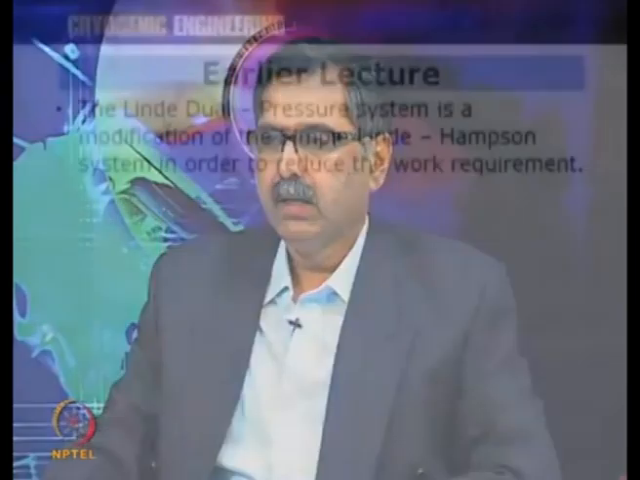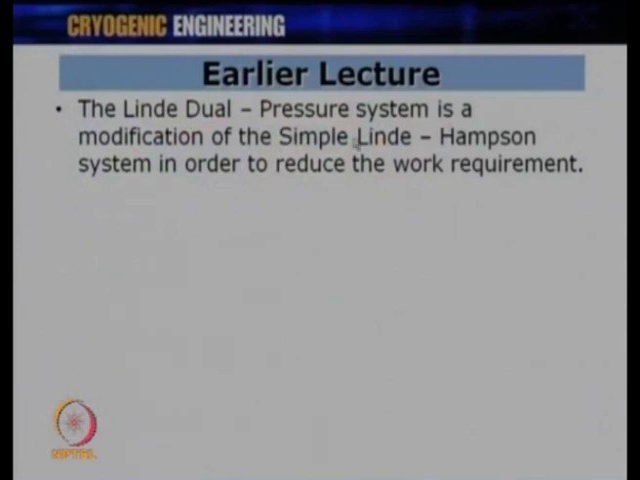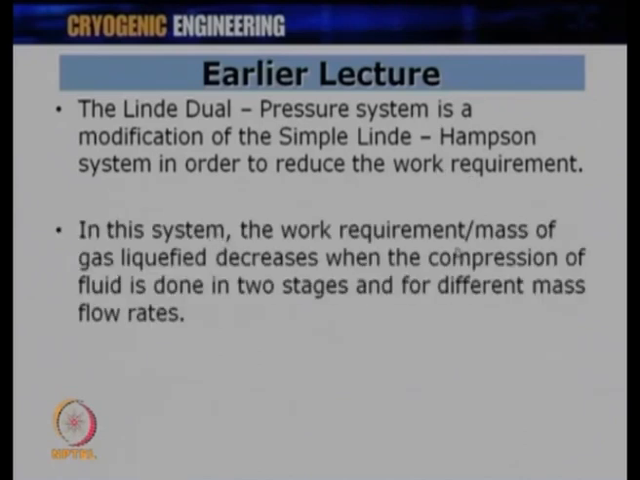Then we went for a Linde dual pressure system, wherein we used two compressors. The Linde dual pressure system is a modification of the simple Linde-Hampson system in order to reduce the work requirement. In this system, the work requirement per mass of gas liquefied decreases when the compression of the fluid is done in two stages and for different mass flow rates. I think this is very straightforward and this is what we did during the last lecture. So, we had two compressors over there and both had different flow rates. As part of the gas which was compressed in the first, the second stream joins there and the total amount M is getting compressed only in the second compressor, while the first compressor had less amount to compress.